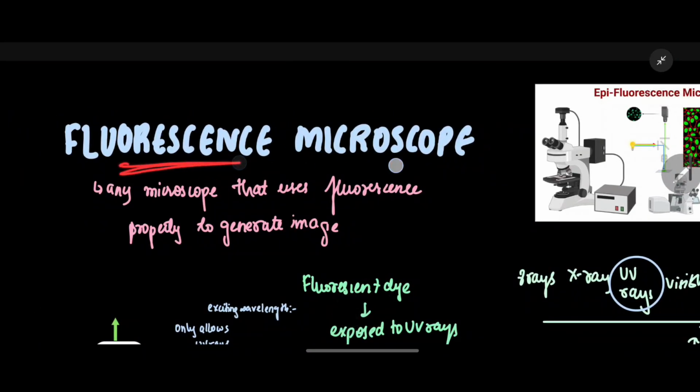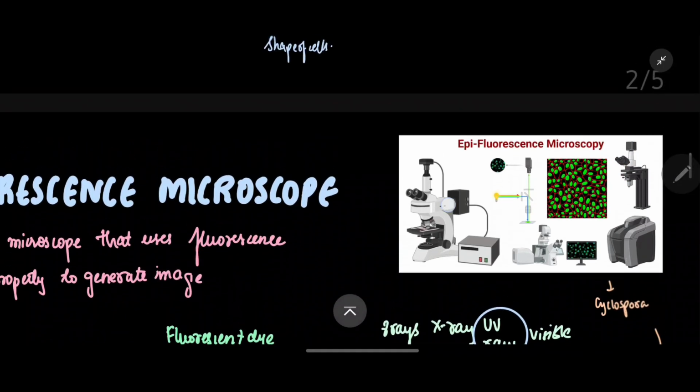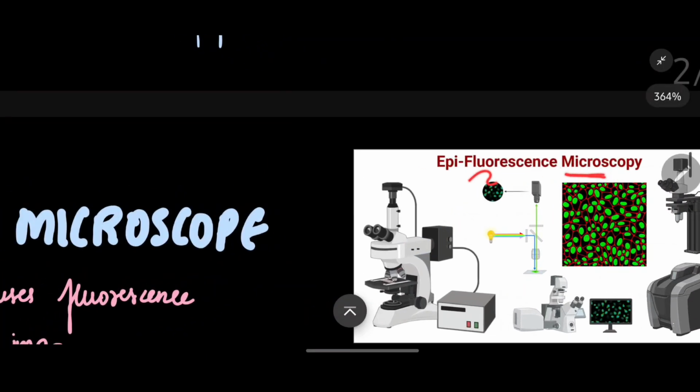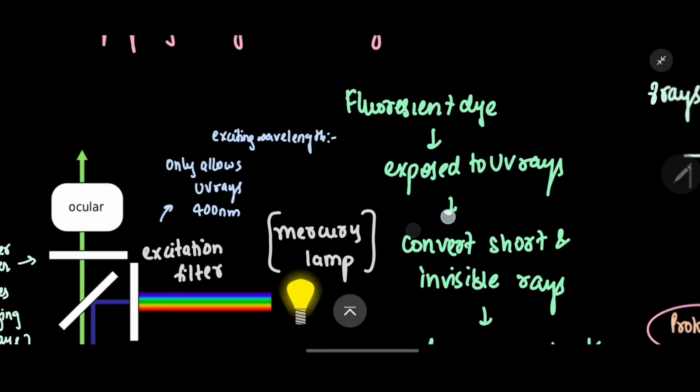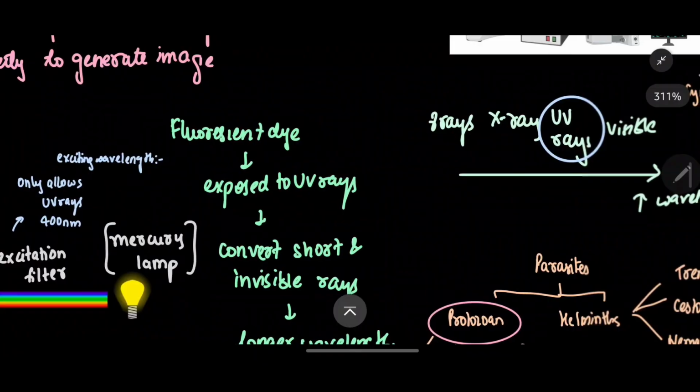So fluorescent microscopes are any microscope that uses the fluorescence property. The most common type of fluorescent microscope is the epifluorescent microscope. This is what it looks like. Let us look at the principle and how it works.